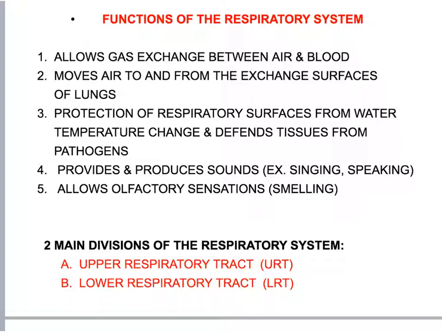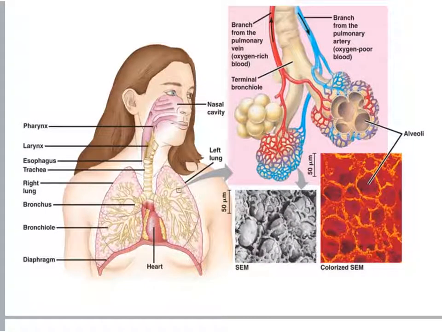There are two main divisions of the respiratory system: the upper respiratory tract, or the URT, and the lower respiratory tract, the LRT. Here are some illustrations showing you both the upper respiratory tract and the lower respiratory tract, and then an in-depth look at the actual alveoli, which is the exchange surface to put oxygen to the cardiovascular system and remove carbon dioxide from the cardiovascular system and expel it out to the external environment.